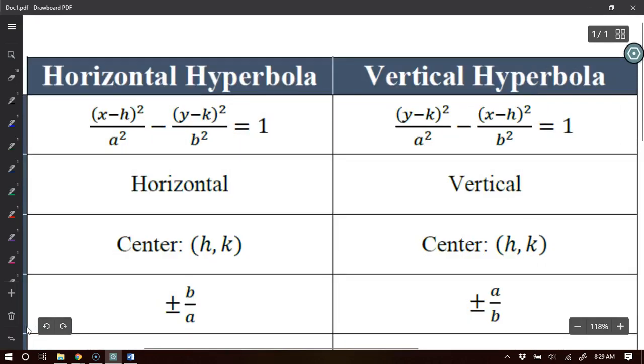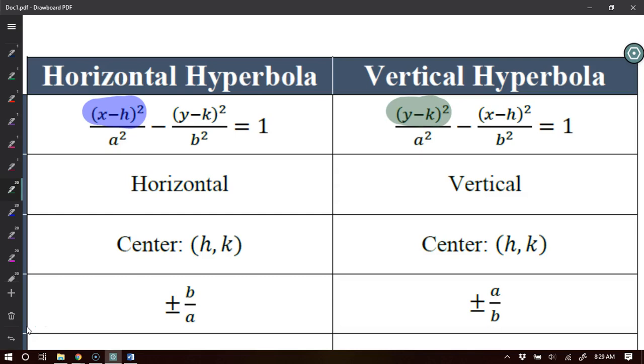And so I can see right away that when we're looking at a horizontal hyperbola, the x minus h squared comes first. But when I'm looking at a vertical hyperbola, the y minus k squared comes first. So that's the first key. How do I tell if it's a horizontal versus vertical hyperbola? It's based off of which comes first, the x minus h or the y minus k. So that distinguishes between horizontal and vertical.